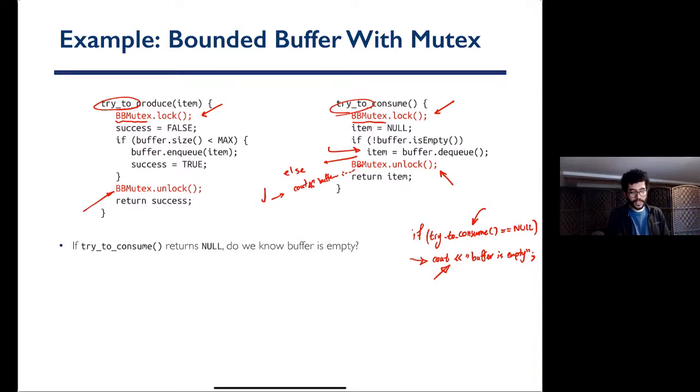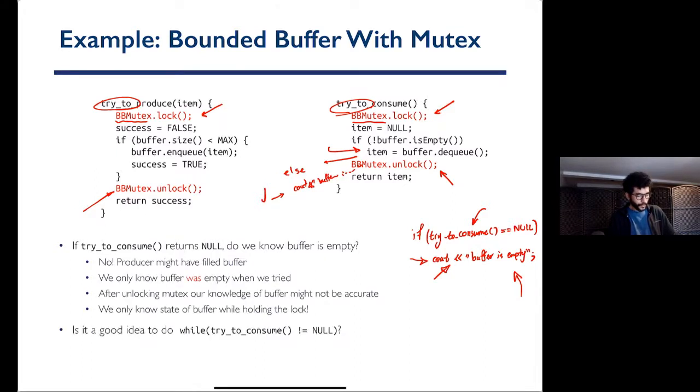But here in this other case, because I don't have the lock, I can't say anything about the state of the buffer, because somebody else could come, lock the mutex and manipulate it. And because I don't have the mutex locked, I can't say anything about it. So I don't know. So the answer is no. So if it returns null, right after it returns, we can't say anything about the buffer, because somebody else could now go and manipulate it.